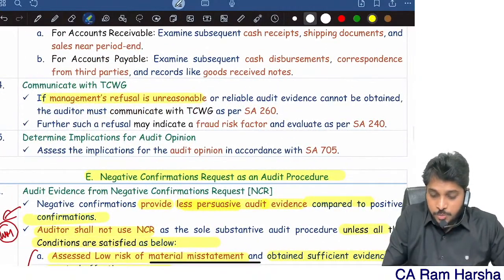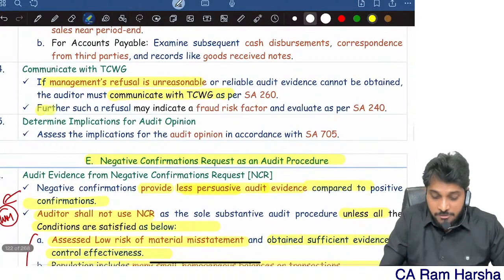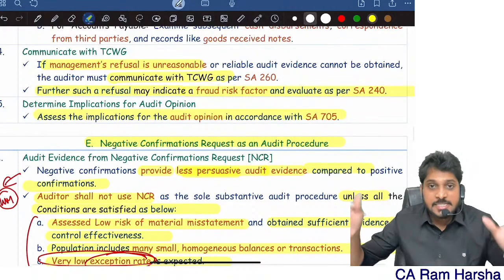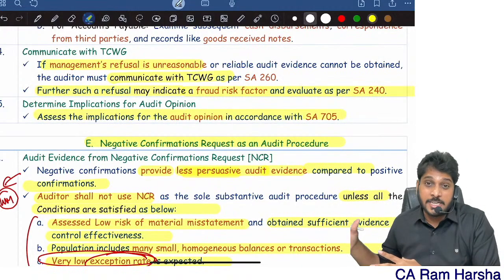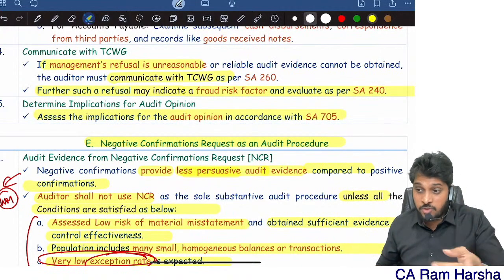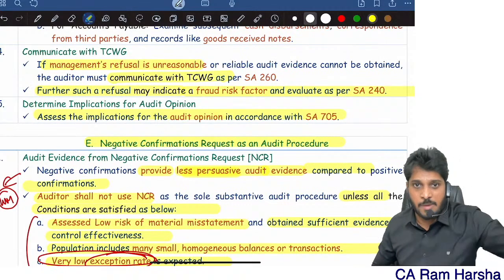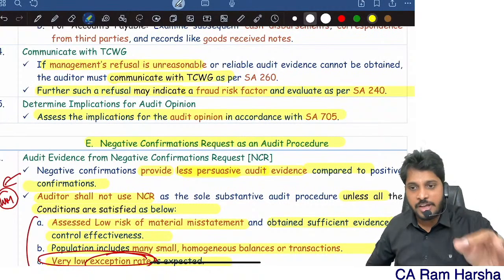And if management refusal is unreasonable, communicate with the top management, those charged with governance. Further, such a refusal sometimes may indicate a fraud risk factor. And what is its impact of refusal on the auditor's report? Check out. Sometimes you may have to give a qualified opinion or disclaimer of opinion if the refusal is unreasonable. That's it. 505 is over.